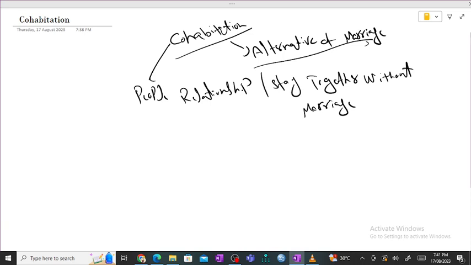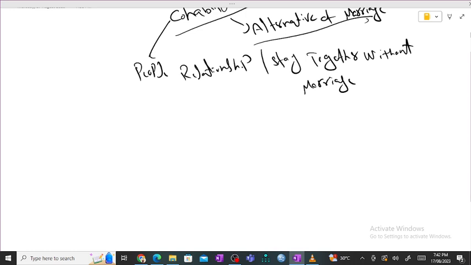If you remember the first lecture, when we were talking about the declining of marriages, I used a term: because of so many alternatives, because of the introduction of new alternatives to marriage, there has been a long-term decline in the trends of marriages. So these trends, when I was discussing in the previous class, cohabitation is one of them. When people stay together without a marriage, this is known as cohabitation.